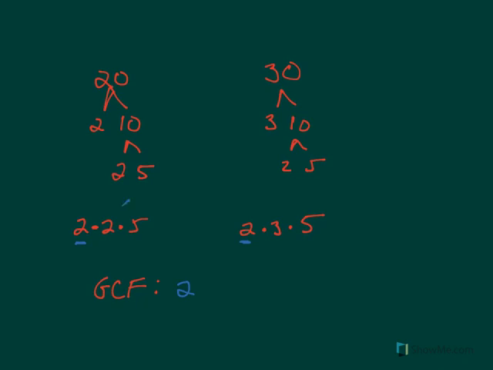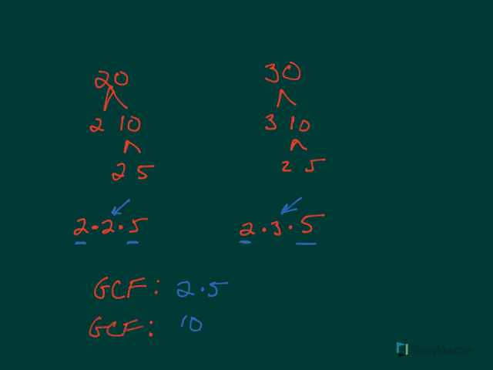20 has a 2, but it doesn't have another 2 in common with the 30. So we're not going to include the other 2. And then they have a 5 that is in common. And then the 30 has a 3, but there is no factor of 3 in the 20. So their greatest common factor is going to be 2 times 5, which is 10. So if someone were to ask you what is the greatest common factor between the number 20 and the number 30, you would say its greatest common factor is 10.